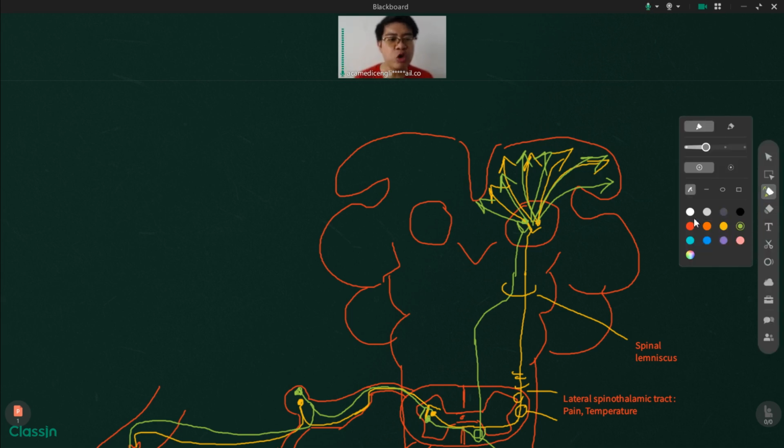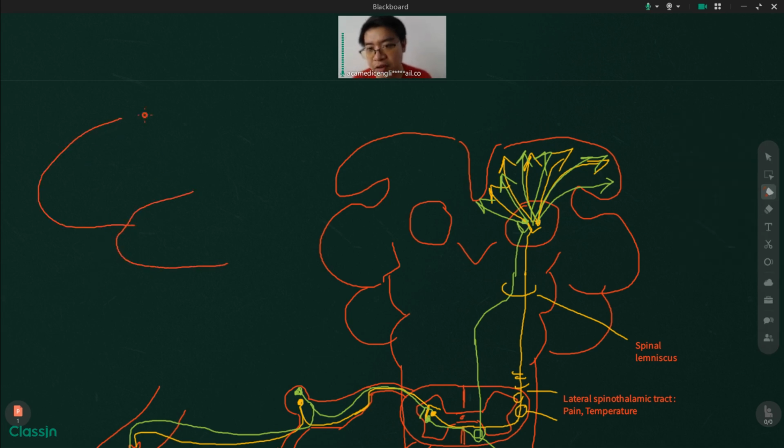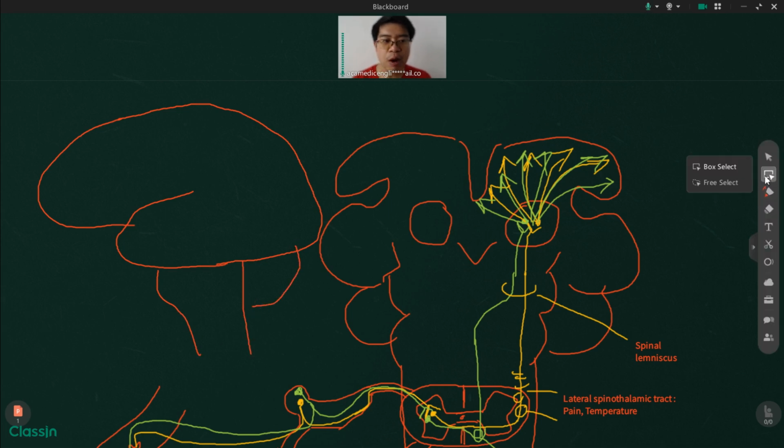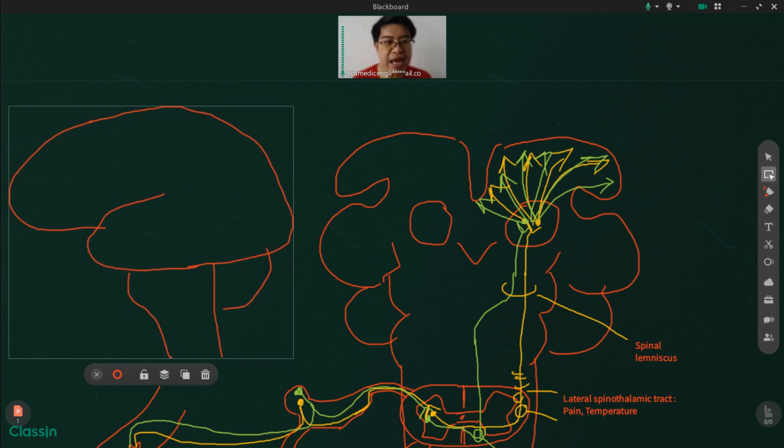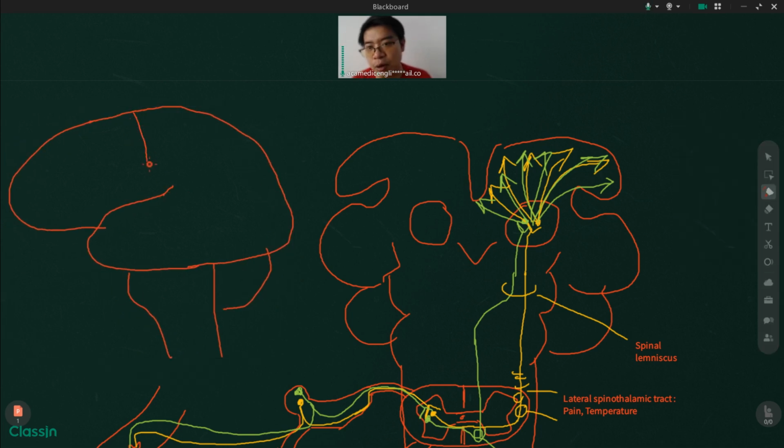And now, let me ask you, where is the somatosensory cortex? Look, this is your brain, right? This is the temporal lobe, frontal lobe, parietal lobe, occipital lobe, and right here, the cerebellum. There is a sulcus right here that will divide the frontal lobe and the parietal lobe. Still remember its name? Yes, it is the central sulcus of Rolando.